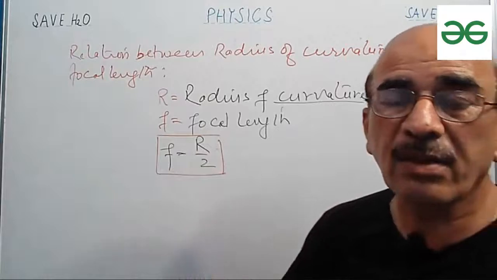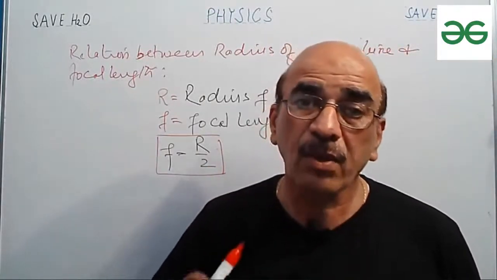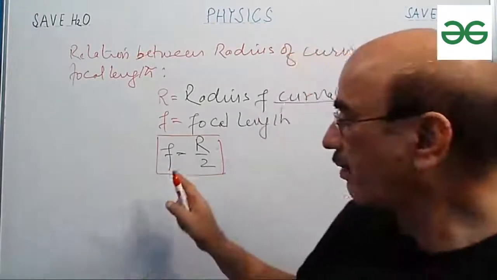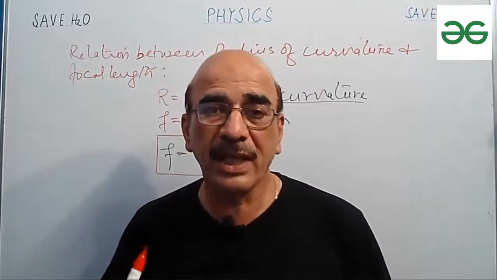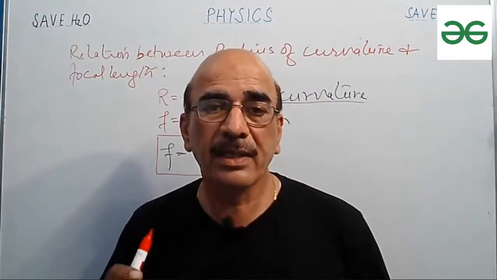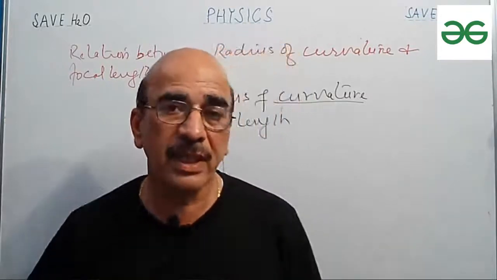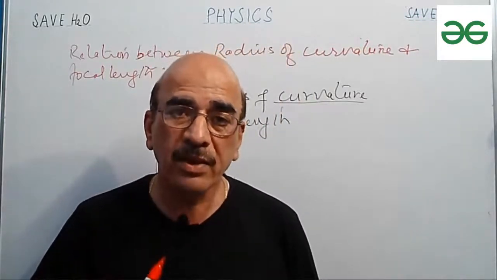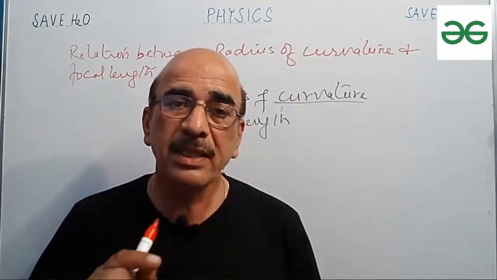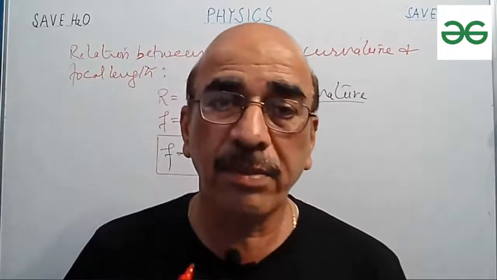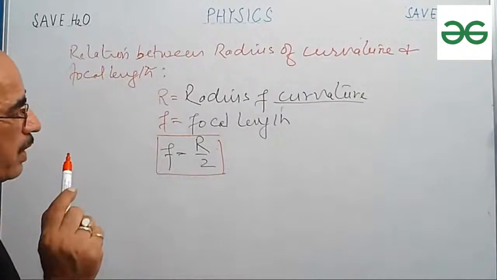Now, if you are asked, the radius of curvature of a concave mirror is 6 centimeter, then will the focal length be 3 or minus 3? Yes, Abhinav is writing in the chat box, he is saying minus 3. Yes, it is a concave mirror. So if the radius of curvature of a concave mirror is 6, its focal length will be minus 3. This is important to remember.